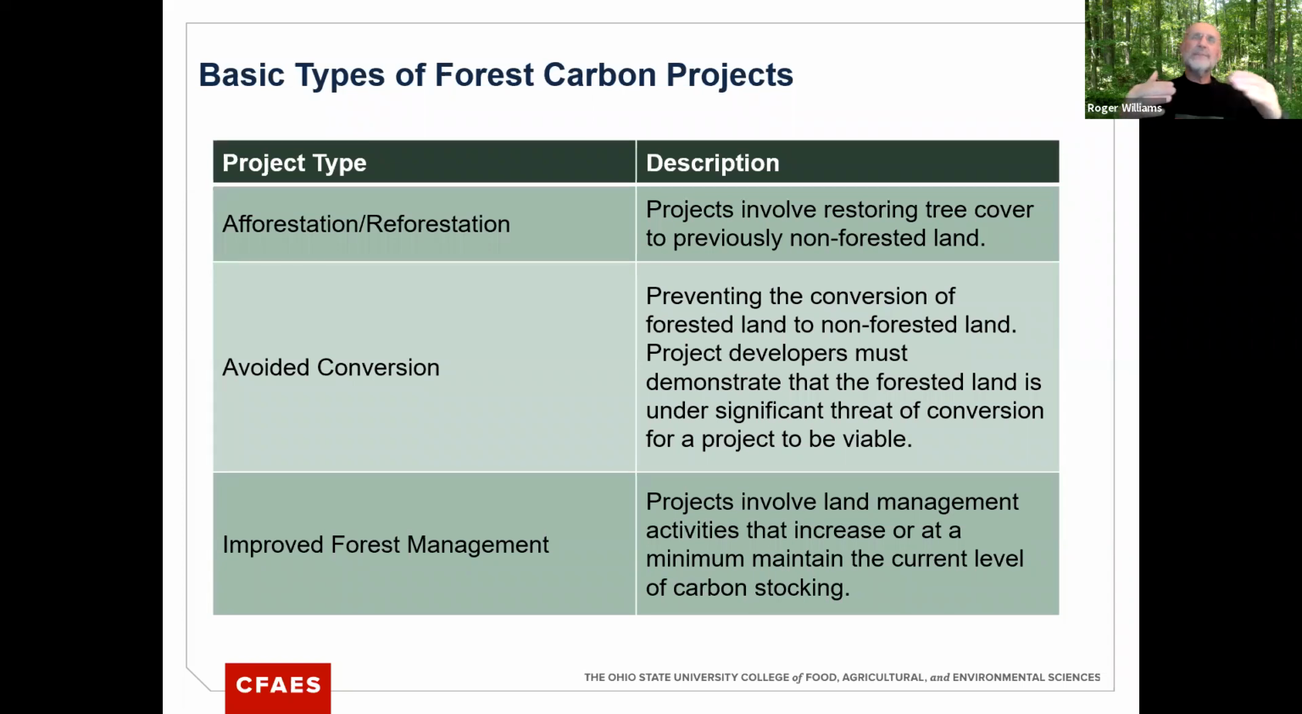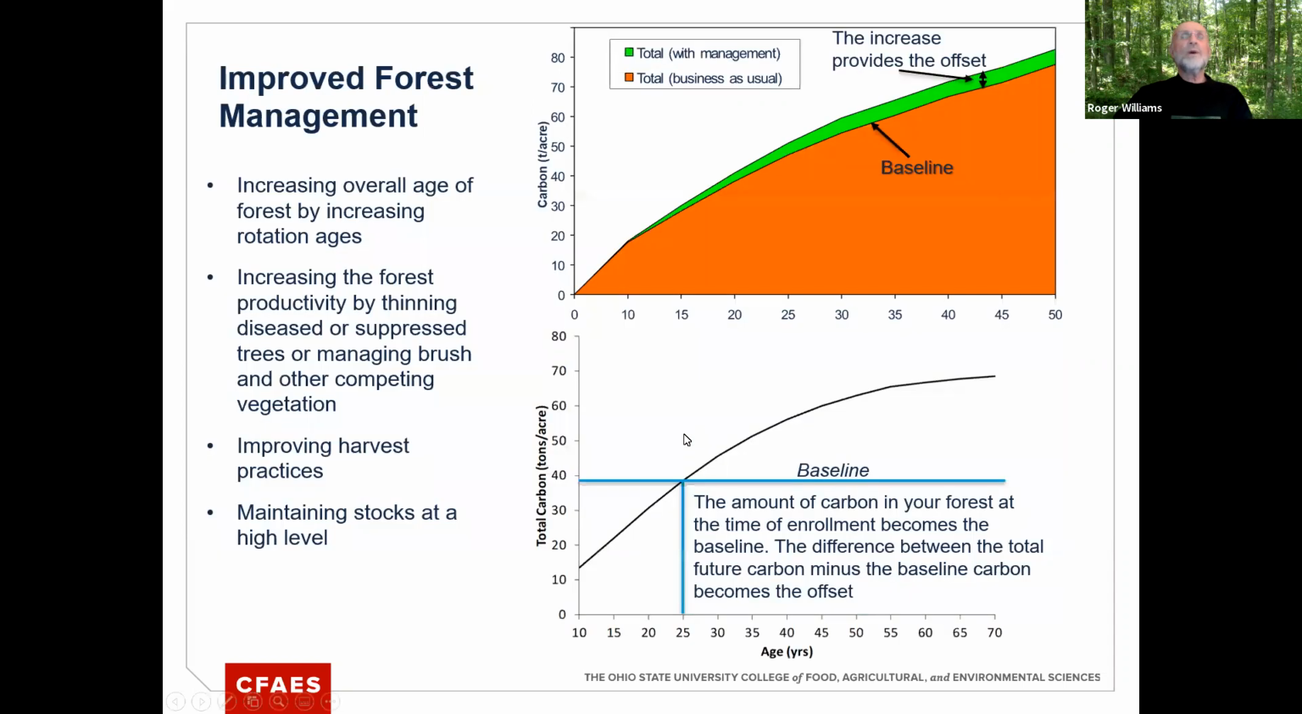Okay. And then finally, in this 3rd category, this one I would say is somewhat of a gray area. And when it comes to registering these as projects, certainly it's not gray, but there's some flexibility in determining what defines improved forest management. These are projects that involve land management activities that increase or at a minimum maintain the current level of carbon stocking and so forth, and might be eligible. So when we talk about improved forest management, for example, there's some flexibility with this.